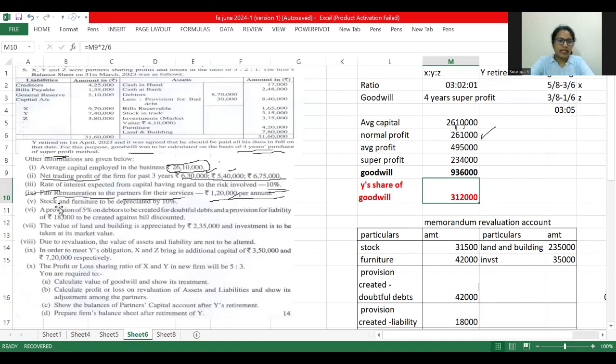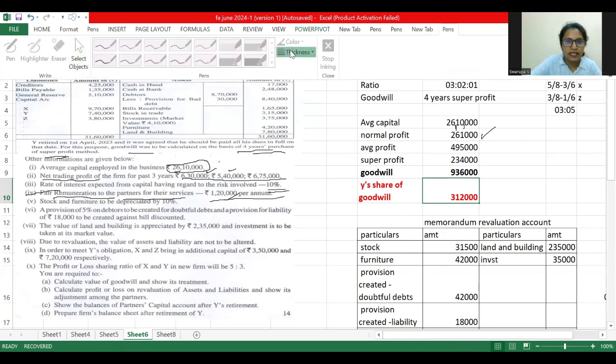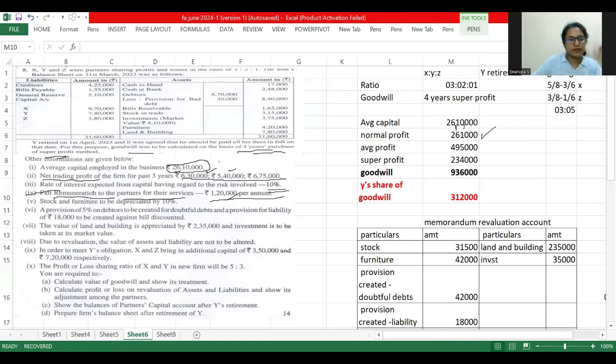Next, fifth, if you see the 6th point, provision, then revaluation of land. 5th, 6th and 7th points are relating to your revaluation. But what does the 7th point say? Due to revaluation, the value of the liability and assets are not altered. So the value should not get altered. So we need not prepare revaluation account. Instead, we have to prepare memorandum revaluation account.